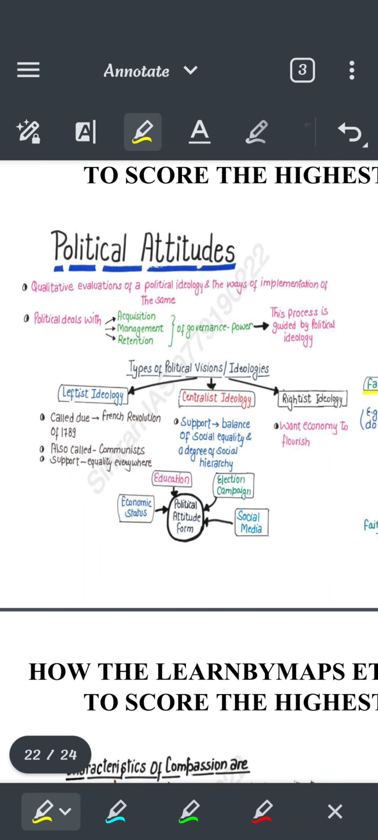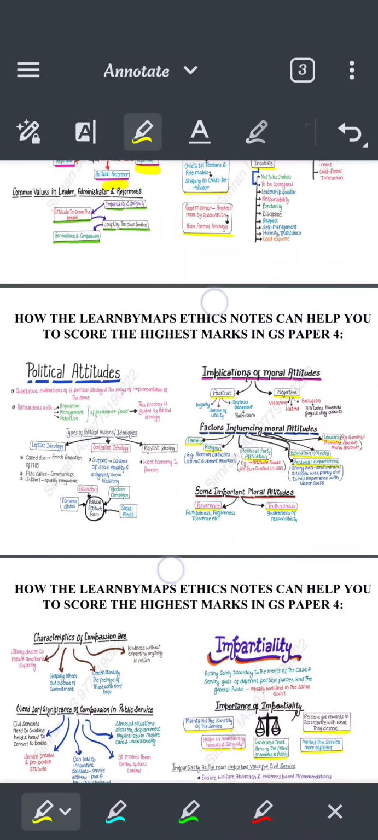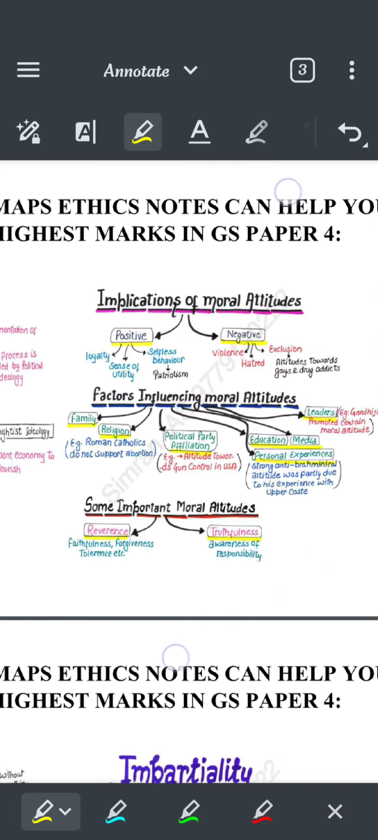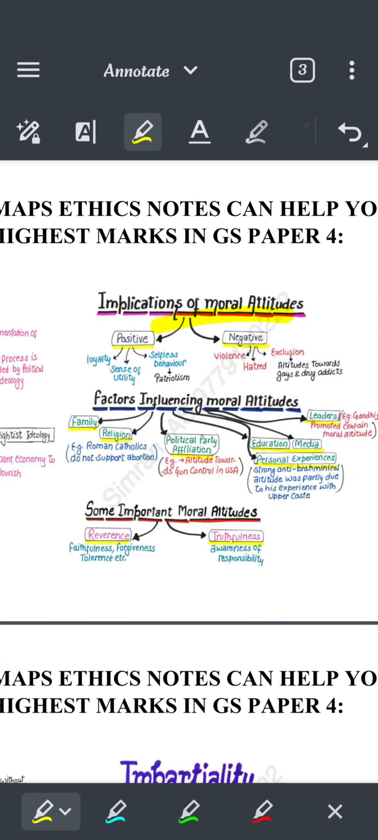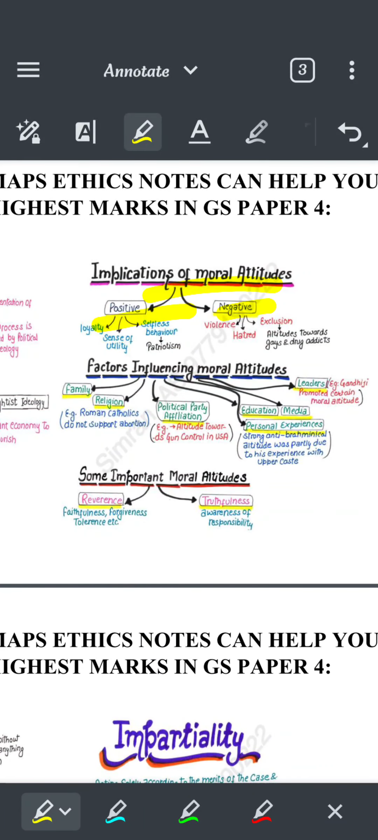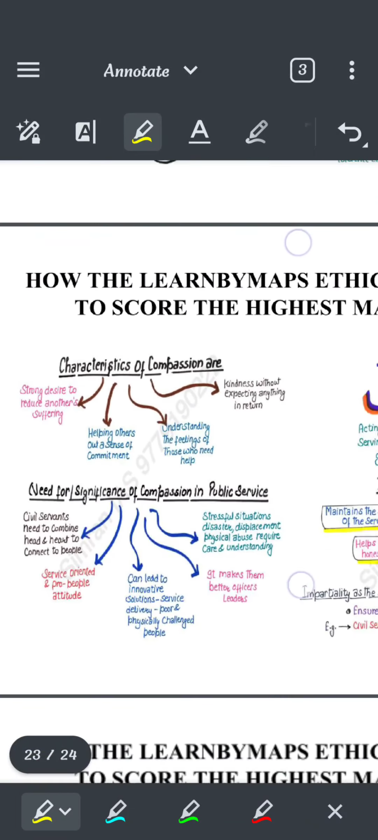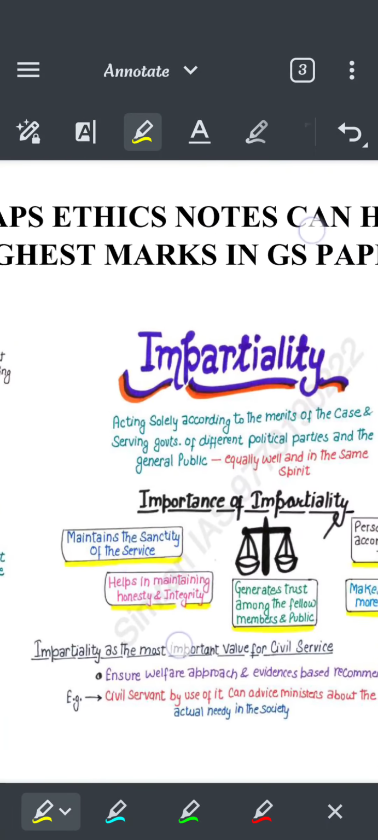Everything is explained. Types of political visions and ideologies are explained. Various consequences of political attitudes in ethics are also explained. Next is implications of moral attitudes. The positive and negative moral attitudes are explained, factors influencing moral attitudes and some important moral attitudes. Okay, everything is explained. Next is the characteristics of compassion and the need and significance of compassion in public service. It has been explained beautifully.